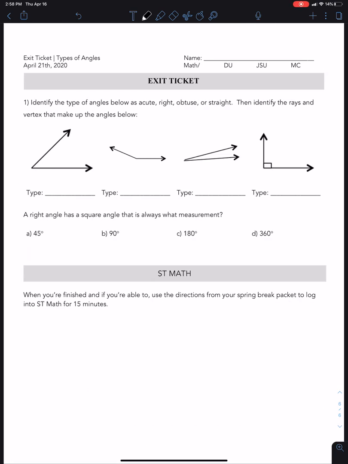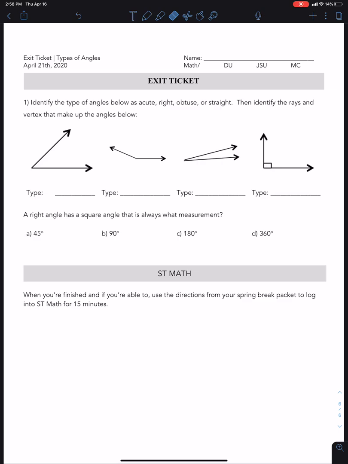All right, for your exit ticket. Again, you are doing what type of angle each of these are, and then you are telling me what a right angle would always measure. When you're done, make sure you're going on to ST Math for 15 minutes at least today. Pause the video. When you're done, check your answers by unpausing the video.